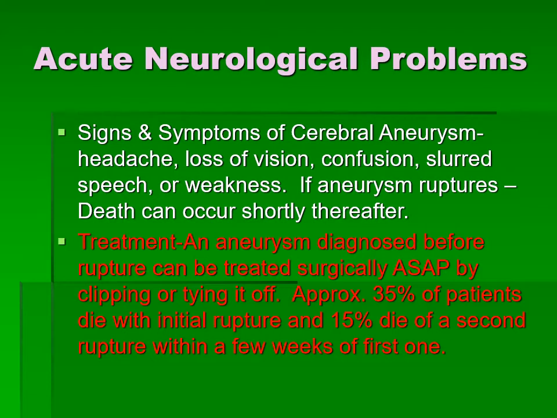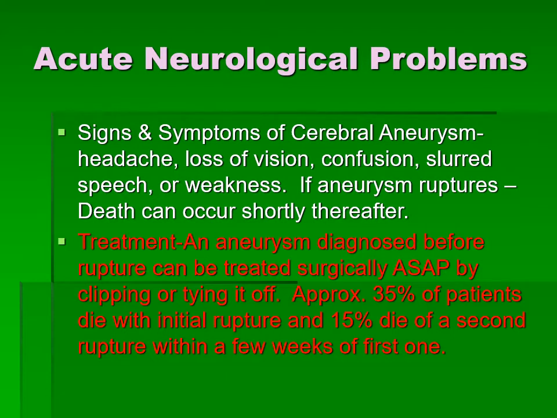Signs and symptoms of cerebral aneurysms: headache, loss of vision, confusion, slurred speech or weakness. If the aneurysm ruptures, death can occur shortly thereafter. Treatment is getting these things before they burst. An aneurysm diagnosed before rupture can be treated surgically as soon as possible by clipping or tying it off.